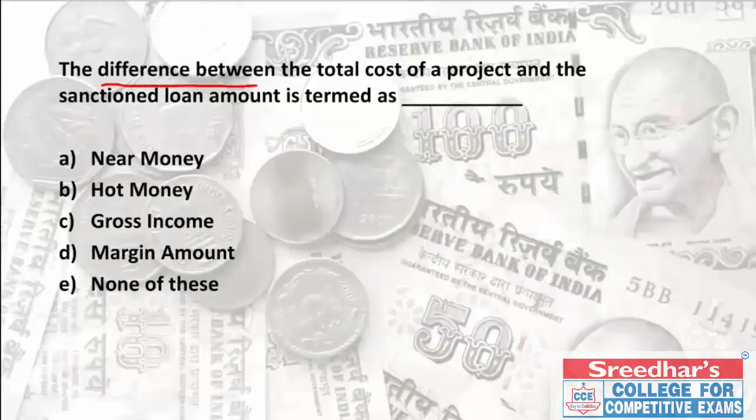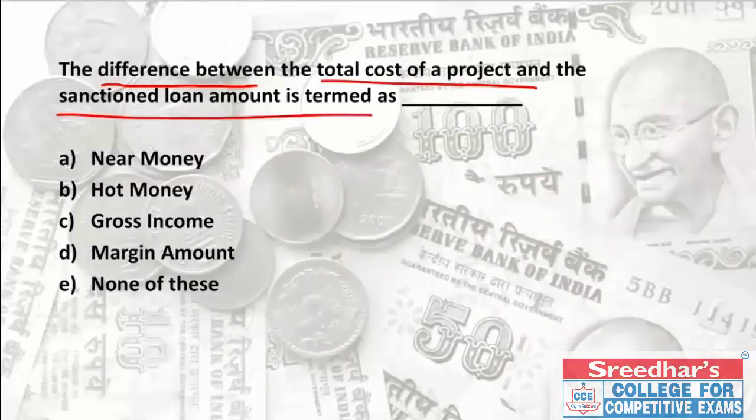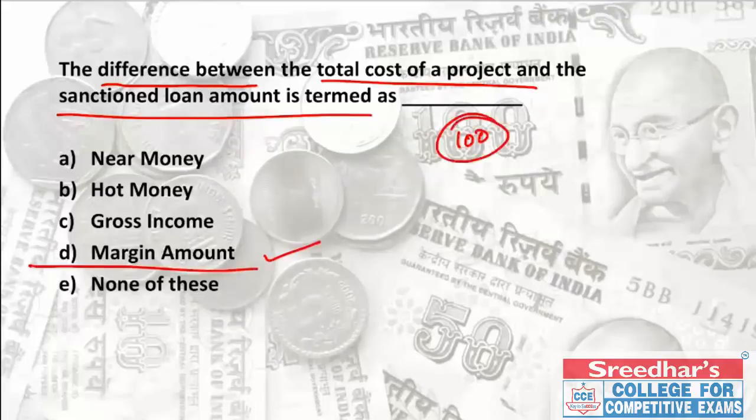The difference between the total cost of a project and the sanctioned loan amount is termed as? The difference between the total cost of a project and the sanctioned loan amount is termed as margin amount. For example, if the total cost is 100 rupees and the total sanctioned amount is 90, the difference is called the margin amount, which is to be borne by the customer.